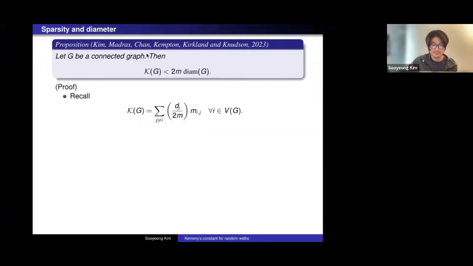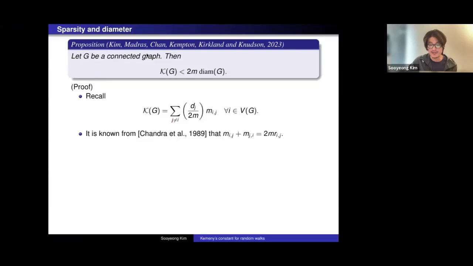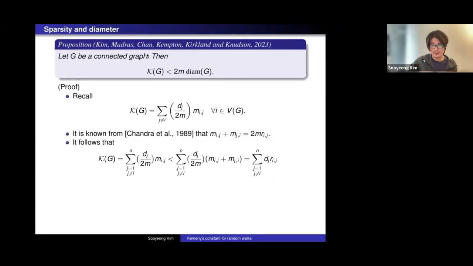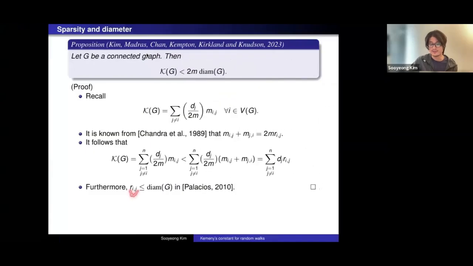So for the proof, we are going to use the definition here. It is known that M_ij plus M_ji is 2 times the number of edges times the resistance distance between vertex i and vertex j. So these are the mean first passage times from i to j, and j to i, and we are summing them. This is called the commute time. So this quantity is equal to 2 times the number of edges times the resistance distance. By using this, we obtain this inequality. And for this part, the resistance distance is always bounded above by the diameter of G. That's how we got this inequality.